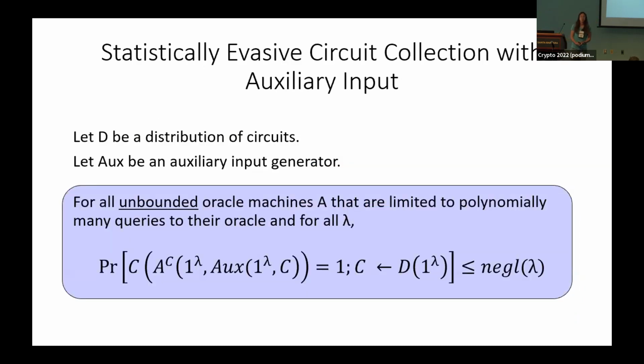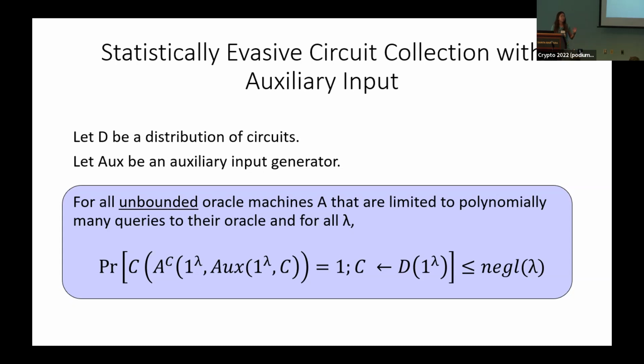So let's just go into what sort of obfuscation we need. So we can define a statistically evasive circuit, which is in general a circuit that almost always outputs 0, and for which it's hard to find an input on which it outputs 1.